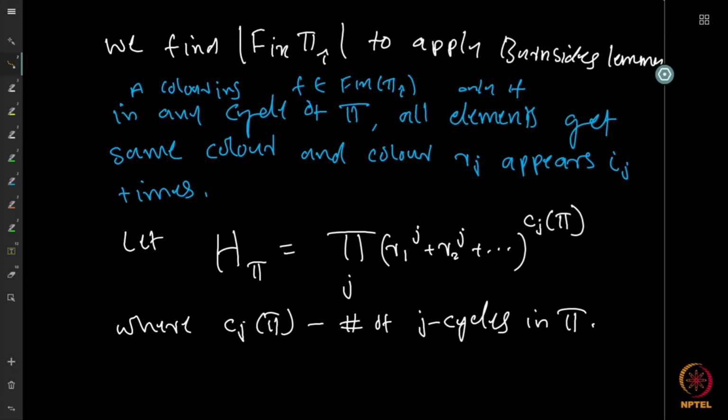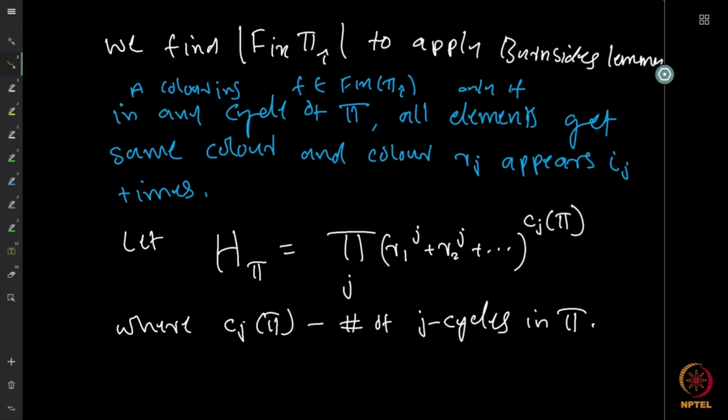So with this observation, let us define h pi to be the product over all j of r1 raised to j plus r2 raised to j plus etc., whole power cj of pi, where cj of pi is the number of j cycles in pi, right? So pi is the permutation which is acting. Then correspondingly, we define h pi to be the polynomial product of r1 raised to j plus r2 raised to j plus etc., whole raised to cj of pi, over all possible j, right? Now let us see what happens in this x pi, right?